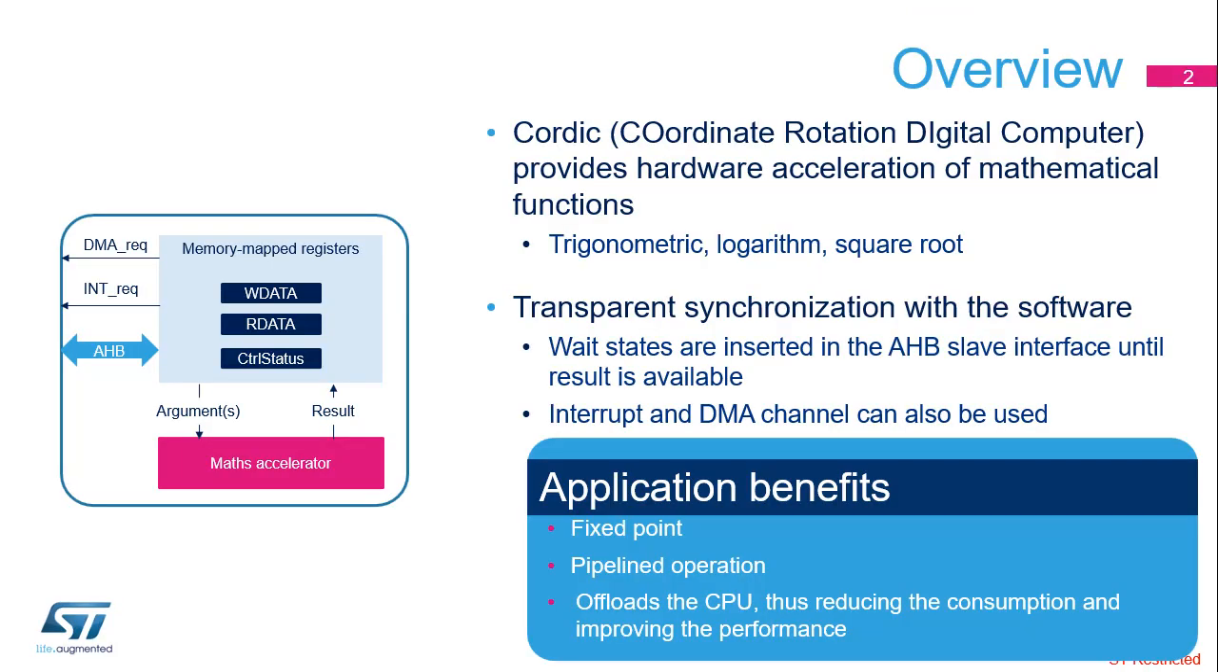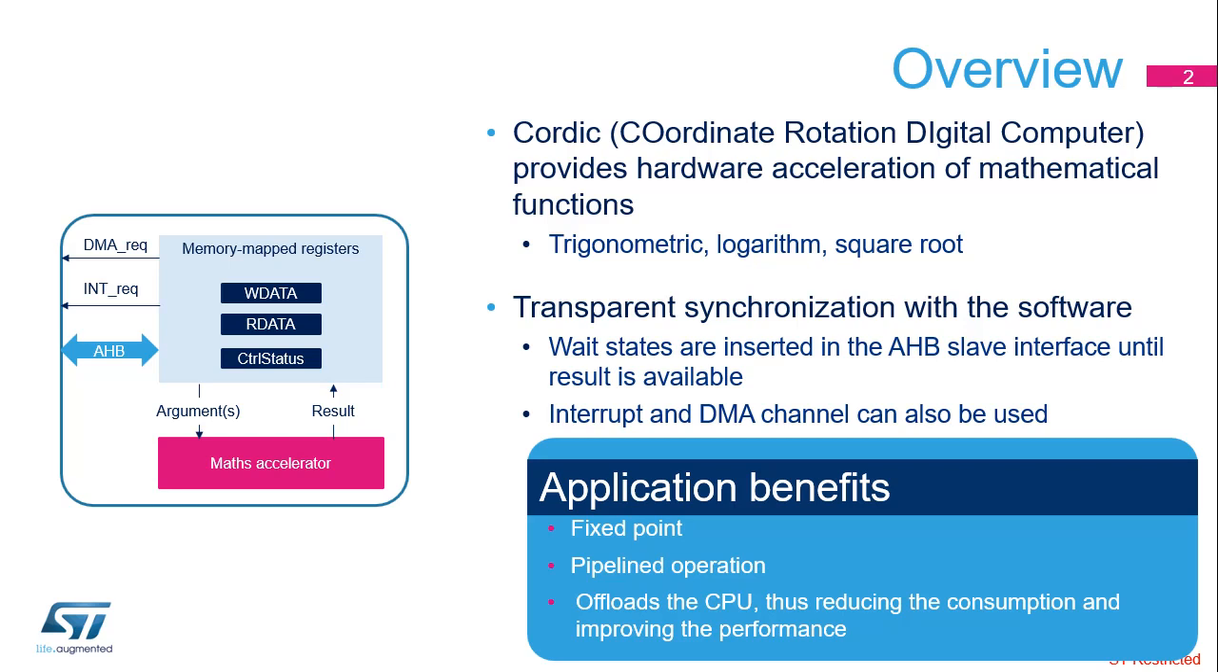The CORDIC coprocessor provides hardware acceleration of certain mathematical functions, notably trigonometric, commonly used in motor control, metering, signal processing, and many other applications. It speeds up the calculation of these functions compared to a software implementation, allowing a lower operating frequency or freeing up processor cycles in order to perform other tasks.